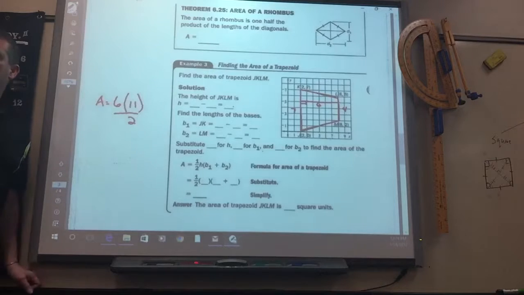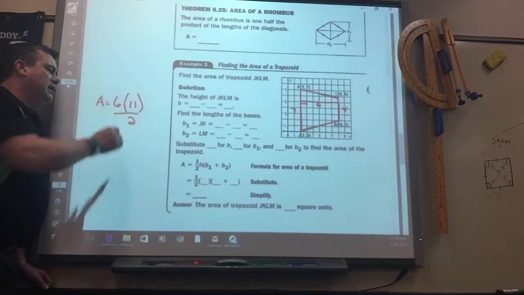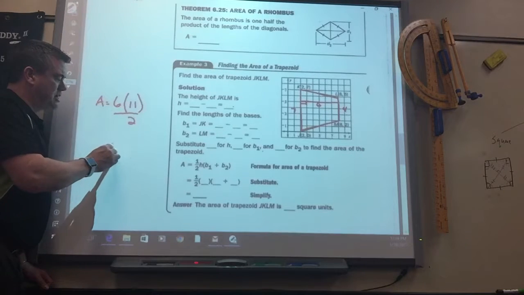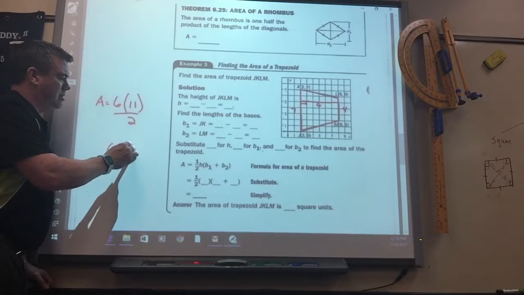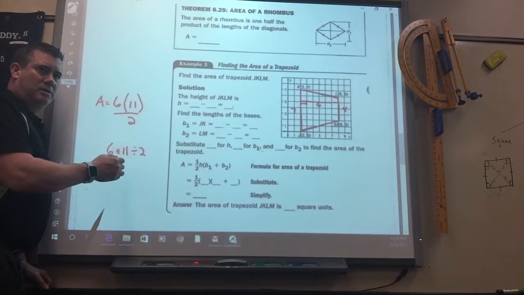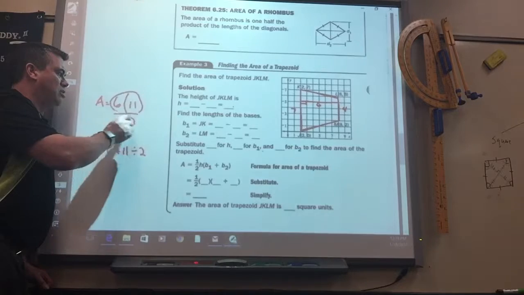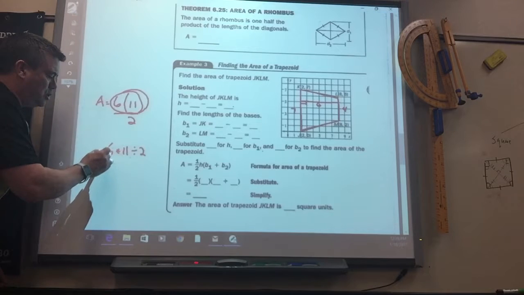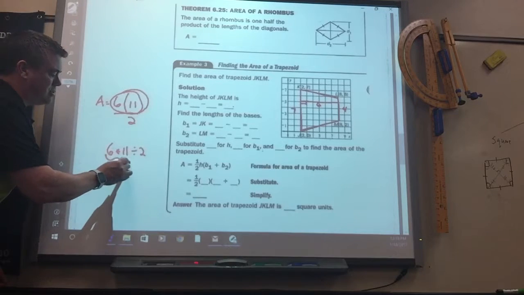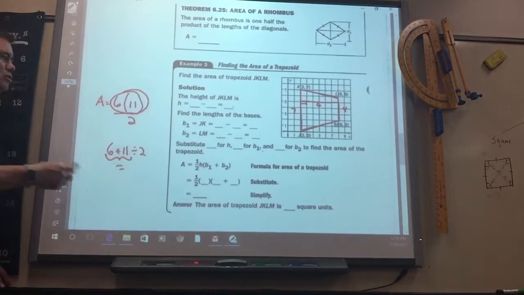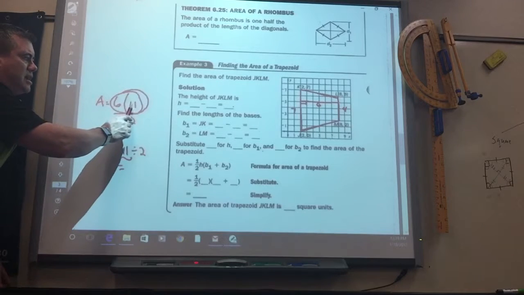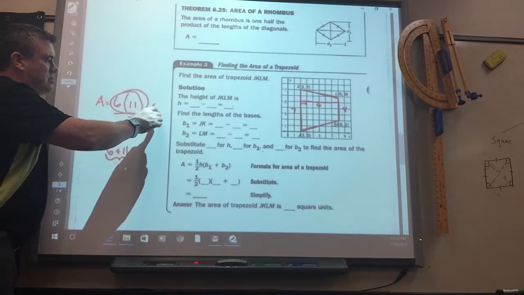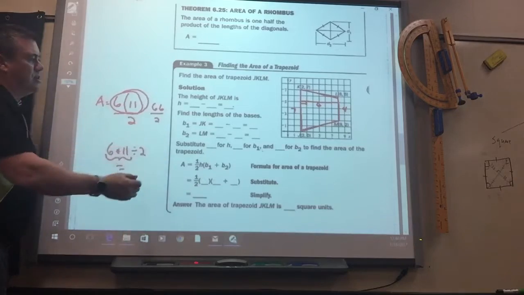Remember when you do this on your calculator, you can't just go 6 times 11 divided by 2, because you got to figure out what the top is first before you divide by 2. You understand what I'm saying? So what you got to do is you either got to put parentheses around this, or easier yet, hit equals after you do the top part. 6 times 11 equals 66. Then divide by 2 and you'd get 33.